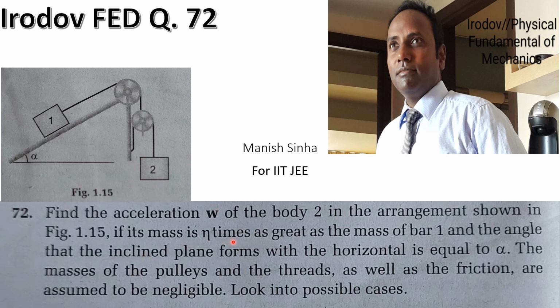If its mass is n times as great as the mass of bar 1, and the angle that the inclined plane forms with the horizontal is equal to alpha, the masses of the pulleys and the threads as well as the frictions are assumed to be negligible. Look into possible cases. The mass of the threads is negligible, the mass of the pulley is negligible, there is no friction in the pulley, and there is no friction on the inclined plane. So let us solve this problem.